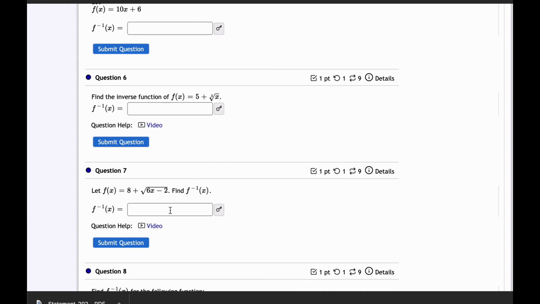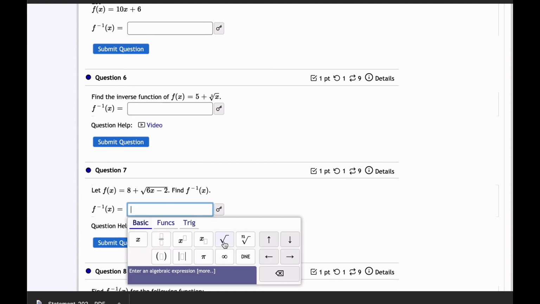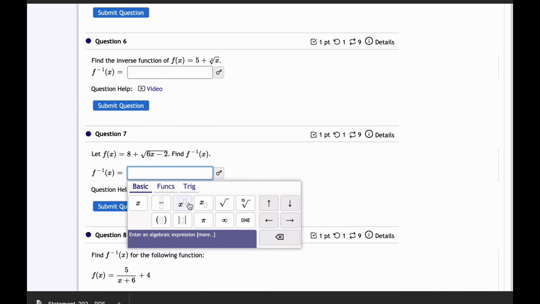It's worth pointing out you don't have to type all your answers in using your keyboard. This has this functionality where, if you want something squared, you can put it up in the exponent here. If you want the square root or the cubed root, you can use all of this different stuff.